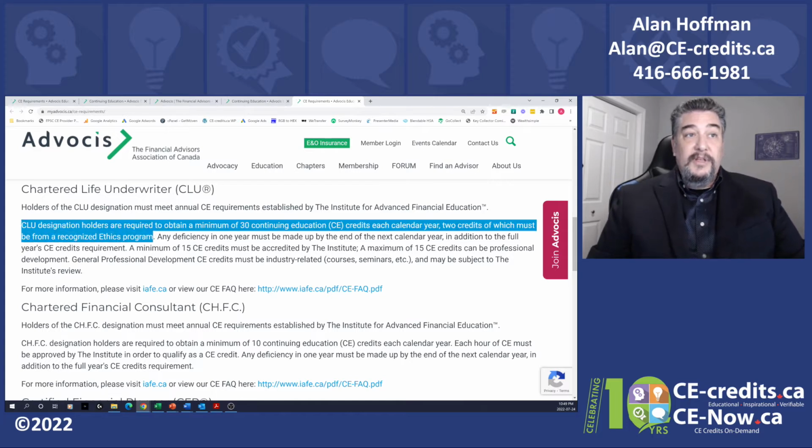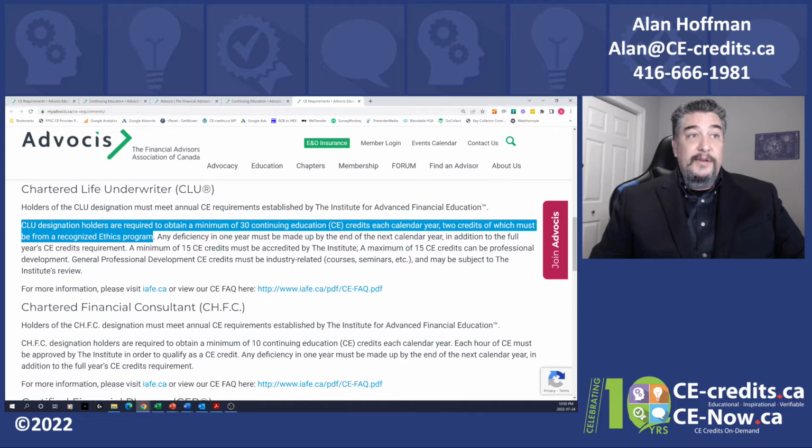Okay, so first line: CLU designation holders are required to obtain a minimum of 30 CE credits each calendar year, 2 credits of which must be from a recognized ethics program. Okay, we're going to keep that in mind. So it says at minimum, we don't need to submit 50 CE credit certificates to Advocis in this case. You submit 30, period. Nobody's going to do more.